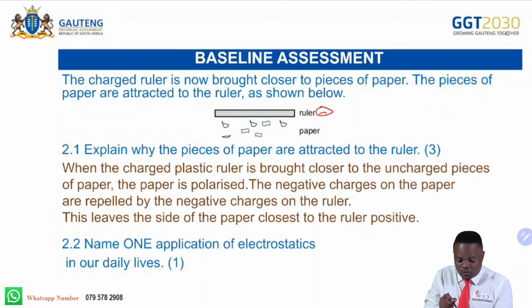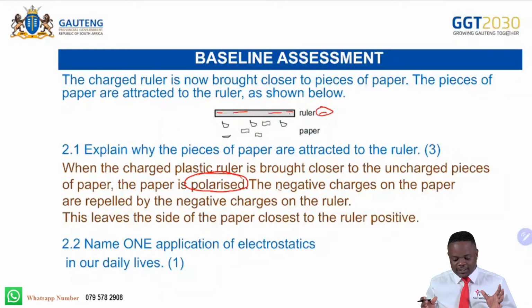So remember, when your ruler is brought close to your pieces of paper, the negative charges on the paper are going to be repelled. That is our process known as polarization. That is the separation of charges. We are creating regions in the paper that are partially positive and others partially negative.